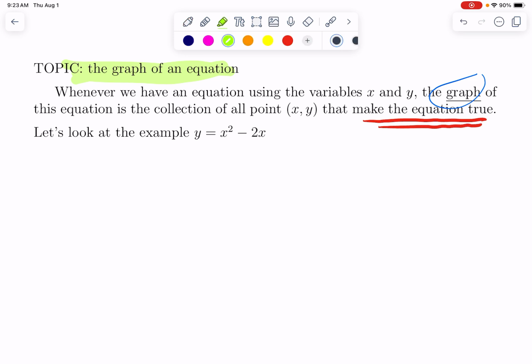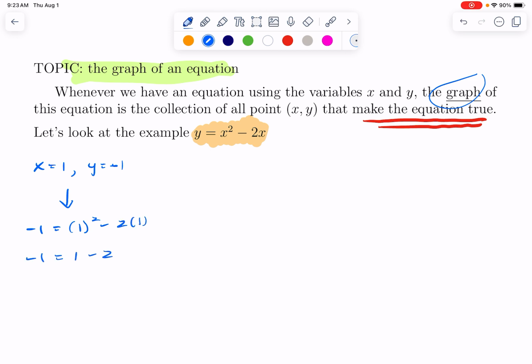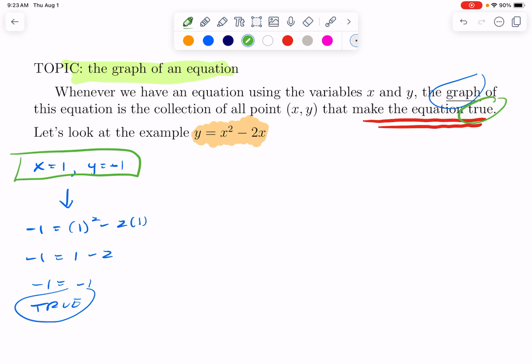So as an example, if I had this equation, the combination x equals 1 and y equals -1. Right? What happens if we insert those numbers? We would have -1, which is y, equals 1 squared minus 2 times 1. And we get that this is true. So we can observe that this combination of values makes the equation true.